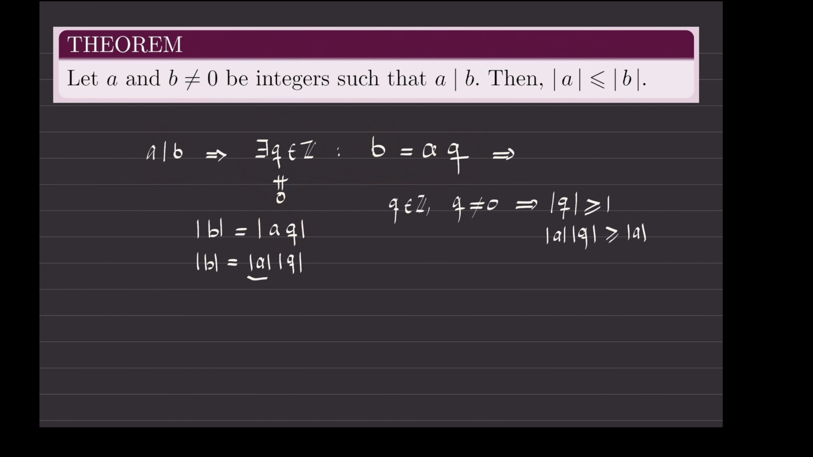But now look, what is this expression? This expression is nothing except the absolute value of B. So here I would write the absolute value of B is greater than or equal to the absolute value of A, which is exactly what I needed to prove.